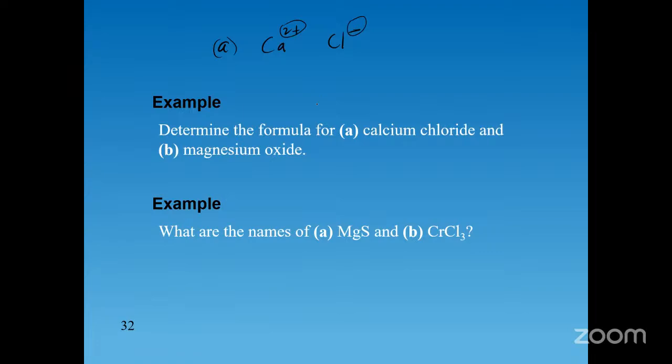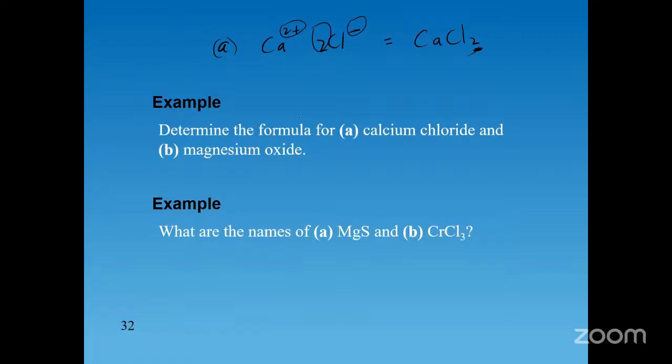So the question now becomes, how do we get the charges to cancel out each other? And the answer is, we have to multiply the chloride by 2, right? So now we're going to end up with 2 negative charges to counterbalance the 2 plus charges. And when you put this together, the final answer is CaCl2. And that's it. So this 2 here becomes a subscript in the final answer. All right? Any questions about that one?